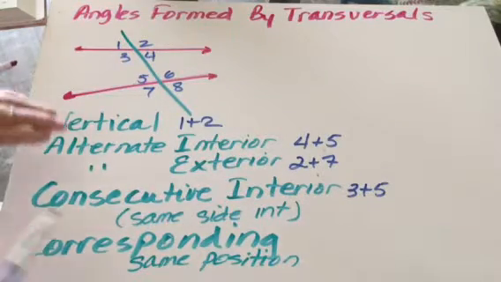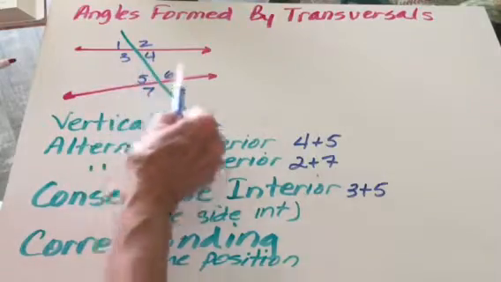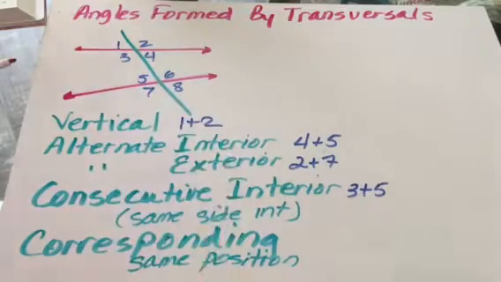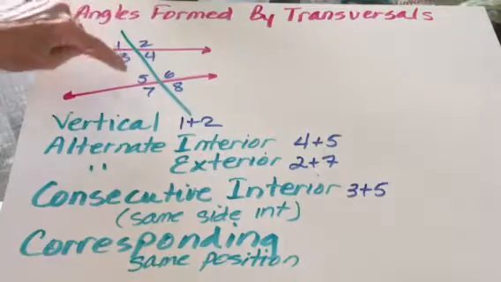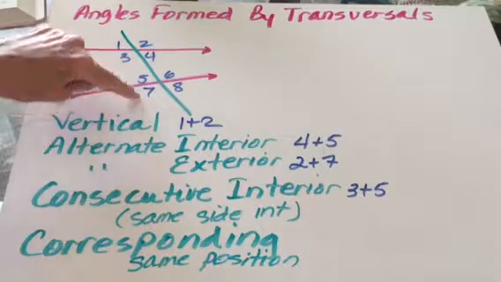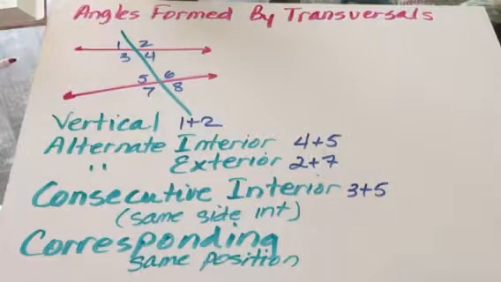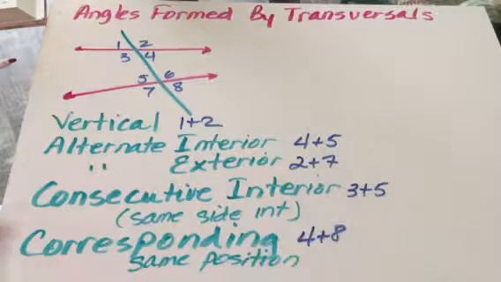Do you see how if I have 4 of these up here and 4 down here, do you see how 2 is in the same position as 6? 1 is in the same position as 5, 3 is in the same position as 7, and 4 is in the same position as 8. So I'm just going to say 4 and 8. 4 and 8 are corresponding angles because they're in the same position, okay?